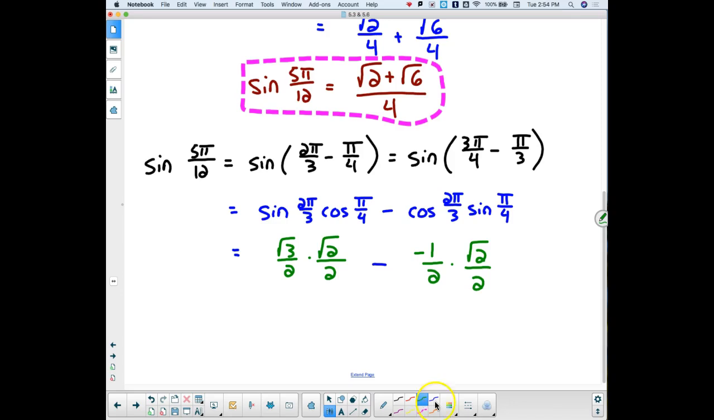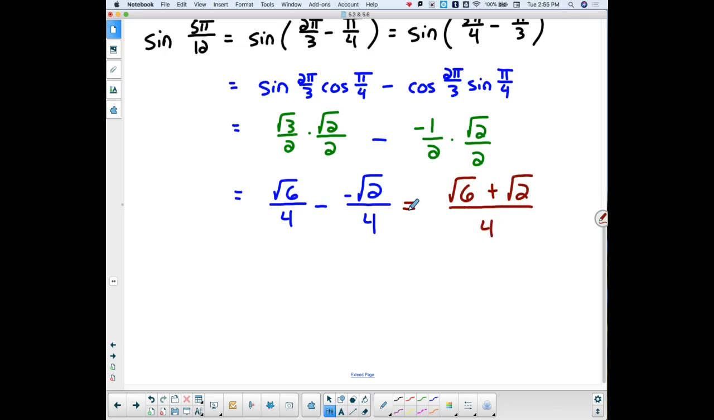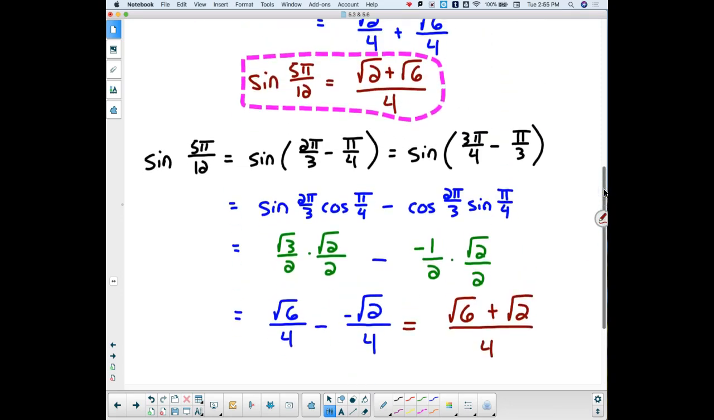So this becomes the square root of 6 over 4 minus negative square root 2 over 4, which is the square root of 6 minus a negative is plus the square root of 2, all over 4, which is shabam, what we found before using the sum. Provided you do them right, you get the same answer.